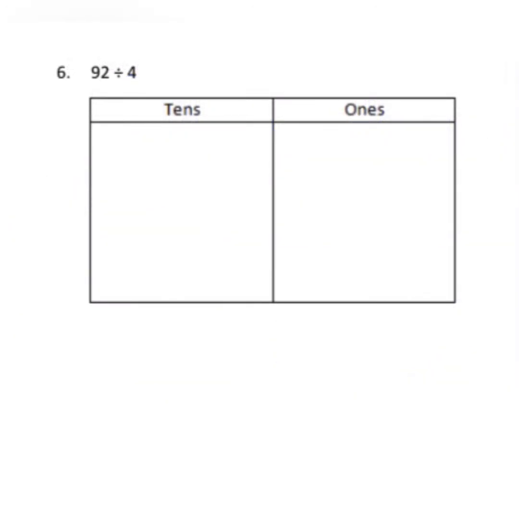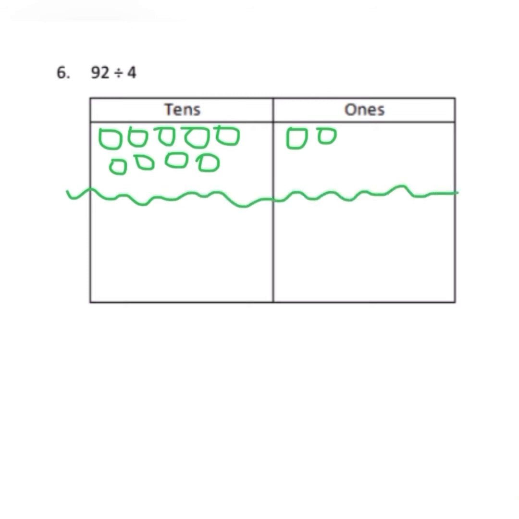Now, we're going to skip down to number 6, which is 92 divided by 4. Our first step is to draw our discs representing our tens and ones. I see there is a 2 in the ones place, so I'll draw 2 discs. 1, 2. I see there's a 9 in the tens place, so I'll draw 9 discs. 1, 2, 3, 4, 5, 6, 7, 8, 9. Then I draw my line, just separating my discs from the ones I'm about to draw.